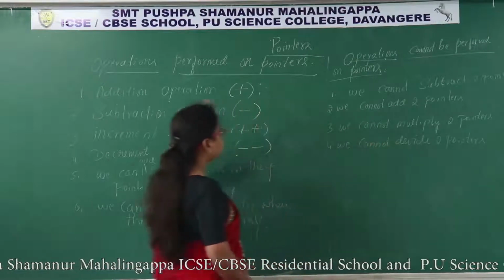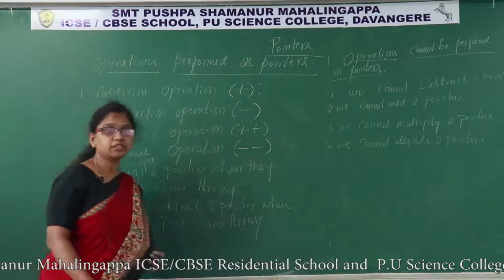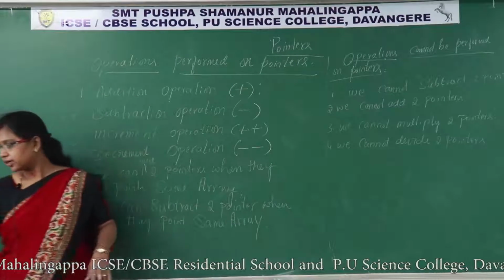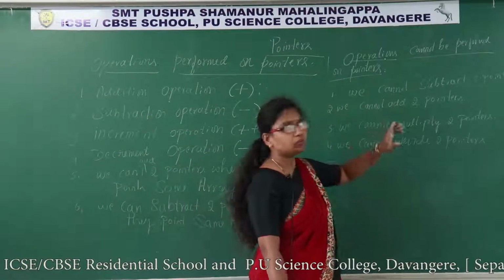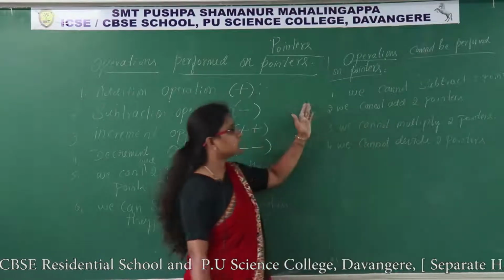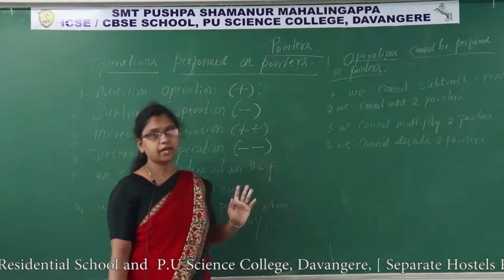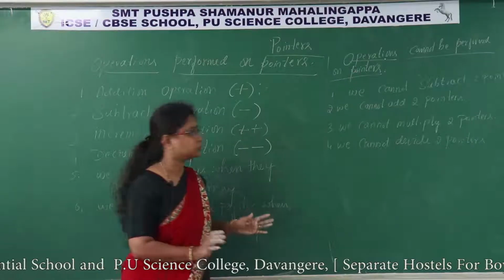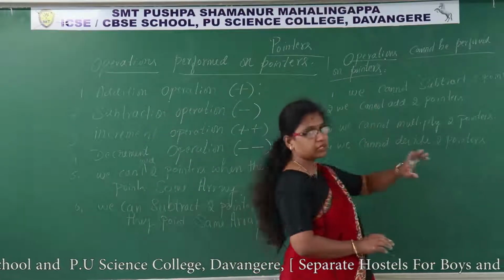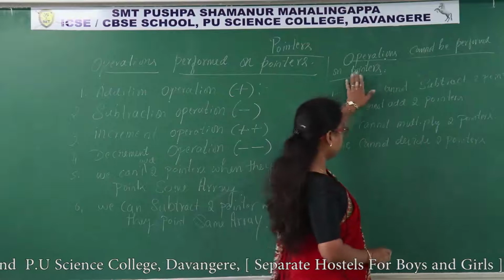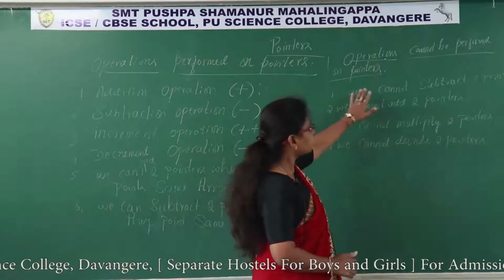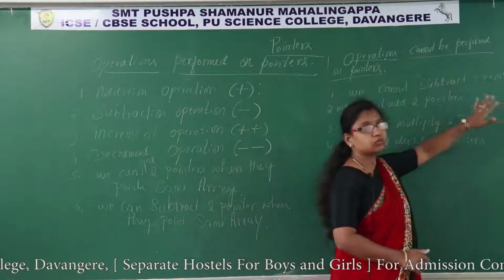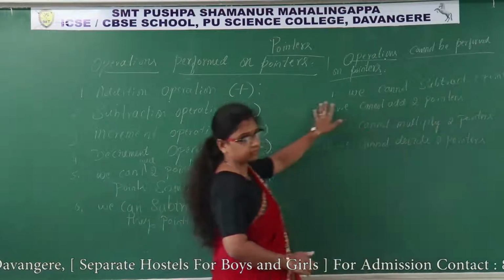Understood? So when addition comes up with pointers, don't get confused with this. We cannot subtract 2 pointers, we cannot add. Almost all students, in the exam, write, we cannot add, we cannot subtract, and stop there. You must complete the sentence, then only you will get the marks. If it says operations cannot be performed on pointers, then we cannot subtract 2 pointers or 2 pointers cannot be subtracted.